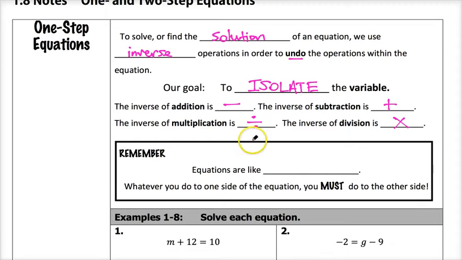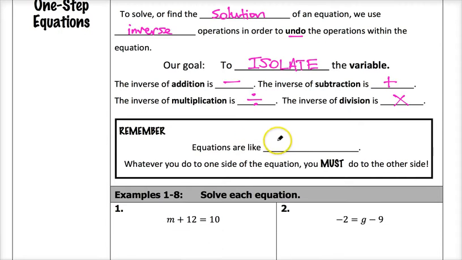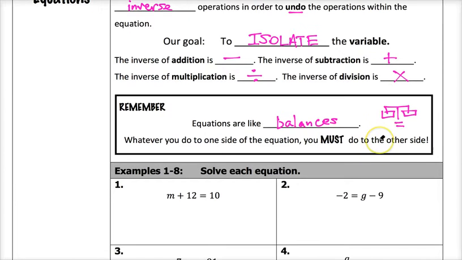You also need to remember that equations are like balances. If you've ever used the pan balances in science class, you know that in order to get a balance to balance, you have to have the same weight on one side as you do on the other. So equations are like that. Okay, the equal sign's like the middle part. So whatever you do to the left side of the equation, you must also do to the right side and vice versa. So that's what we're going to practice here in these first few examples.